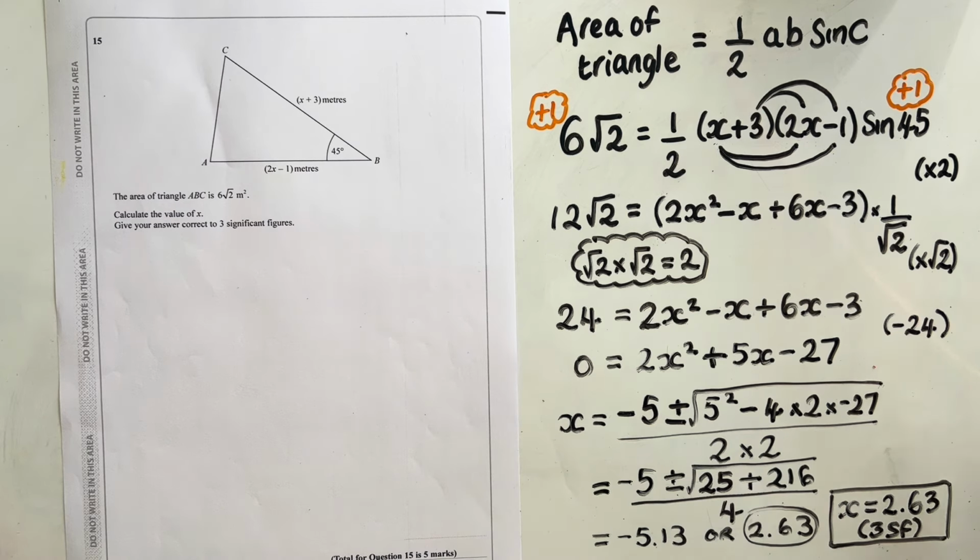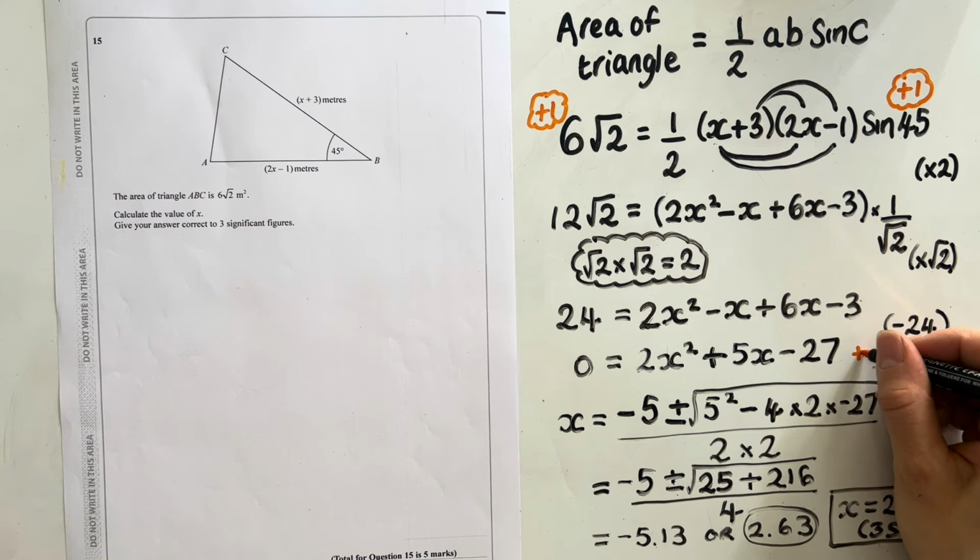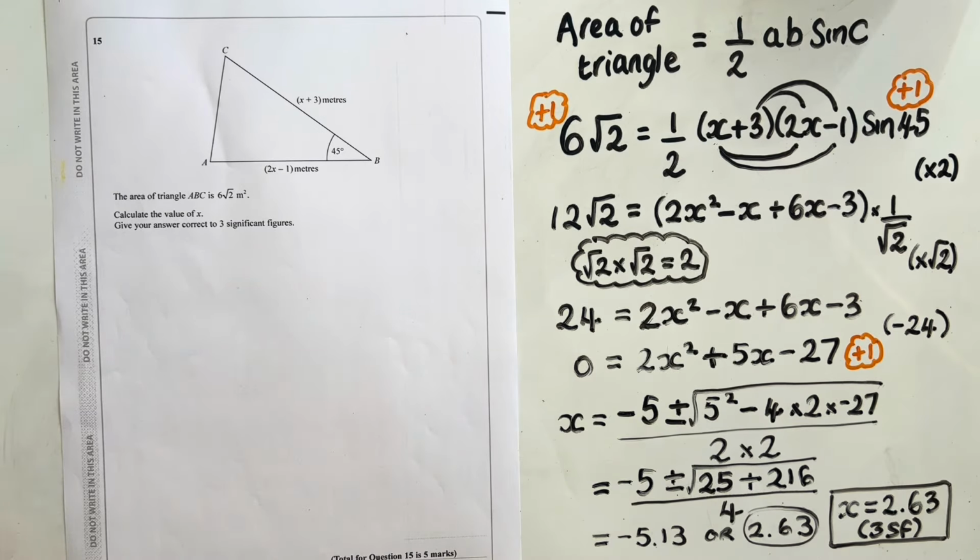A third mark is given for rearranging the formula so that it is in the quadratic form ax squared plus bx plus c equals d. A fourth mark is given for substituting the right values into the quadratic formula. And the final mark is for your final answer of x equals 2.63.